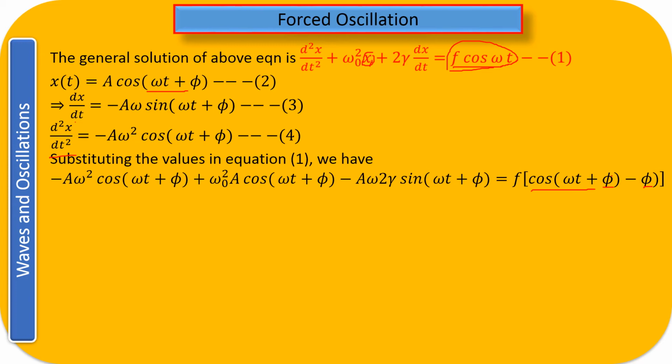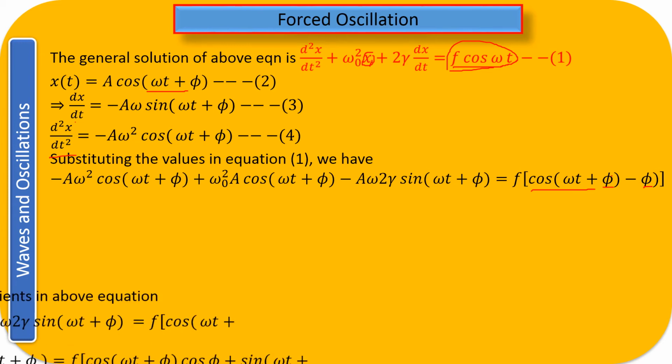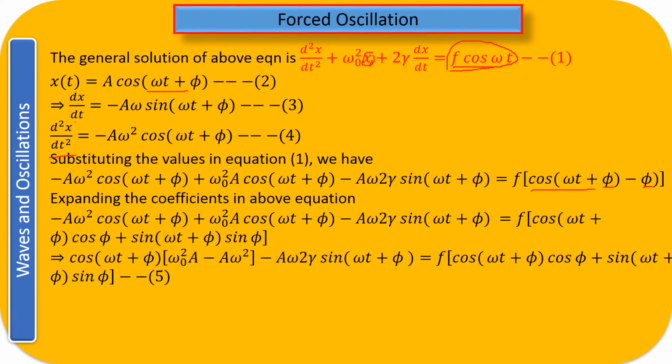Now the right hand side I am going to solve. The left hand side I have written the same thing, copied up to here, and the right side I am going to expand. Here you have cos a minus b. Cos a minus b is cos a into cos b plus sin a into sin b. So cos omega t plus phi into cos phi plus sin omega t plus phi into sin phi.